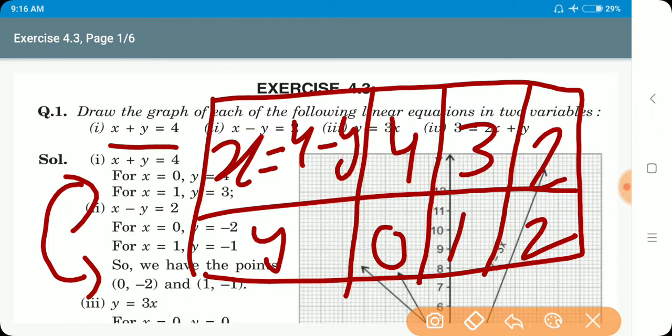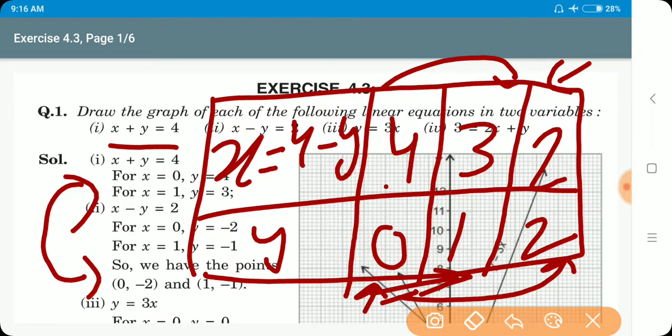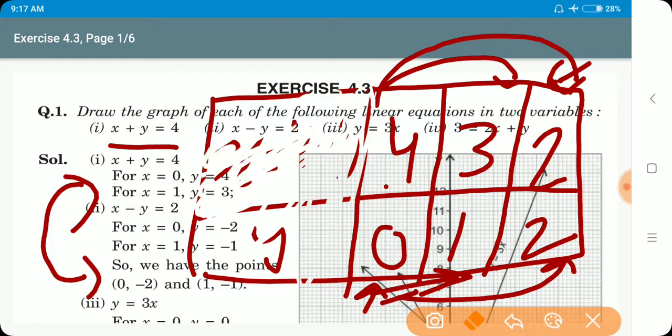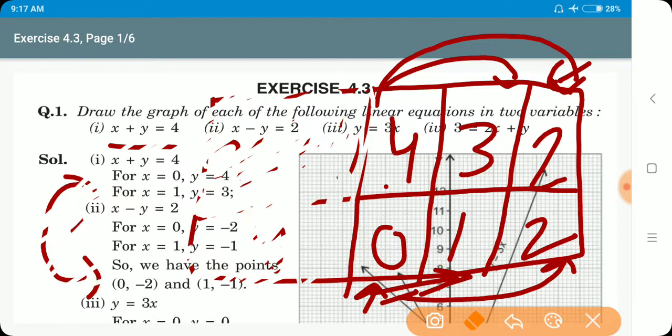So what to do now? If the value of y is 0, the value of x is 4; if y increases by 1, x decreases by 1; if y increases by 2, x decreases by 2. Okay, now you have to draw. Now we will draw a graph. So you know guys how to draw the graph for these values.